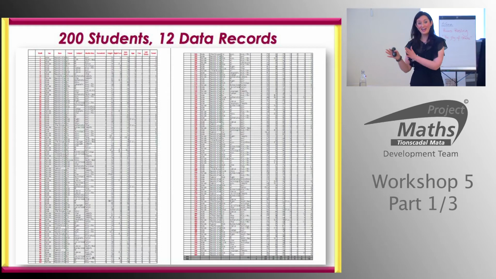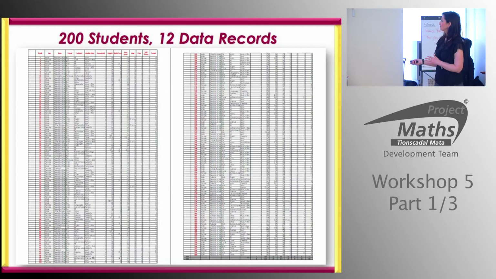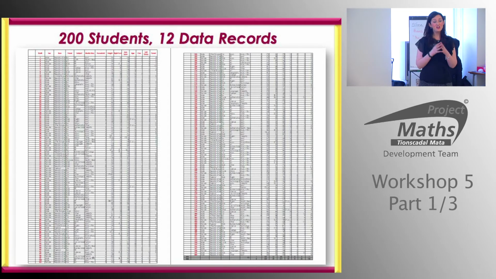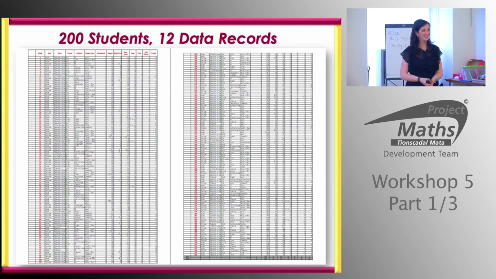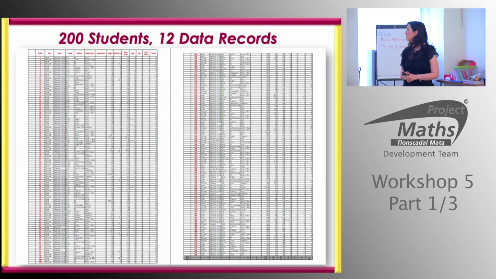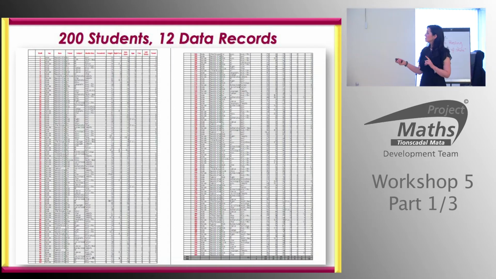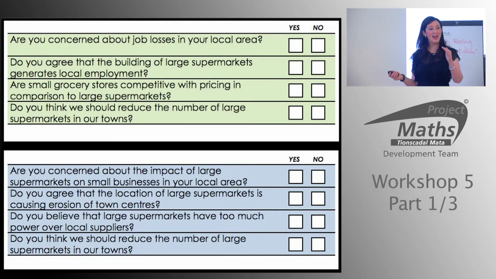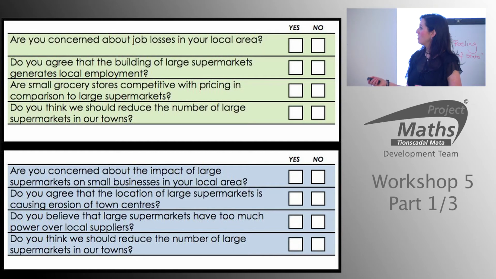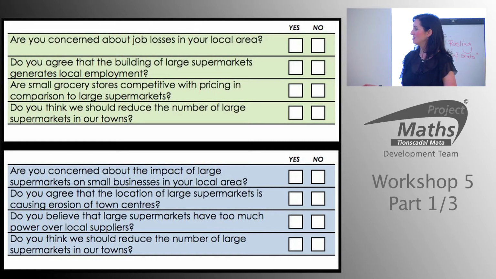So that's the collecting of the data. Now, a nice way to collect data is a survey. Okay, now I've got two surveys for you here. And both of the surveys, the green one and the blue one, they both end with the same question. Do you think we should reduce the number of large supermarkets in our towns? And this one ends the same. Do you think we should reduce the number of large supermarkets in our towns?